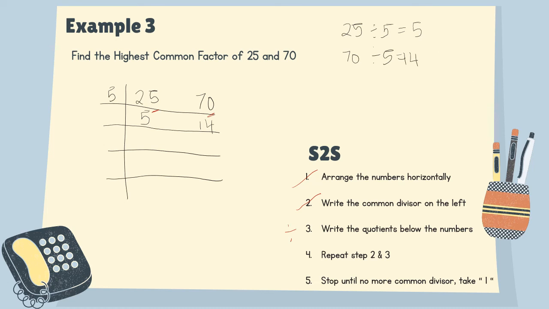Step 4, repeat step 2 and step 3. Only repeat if there is still a common divisor. 5 is an odd number. 14 is an even number. Is there such a thing where 5 and 14 are in the same timetable? If there isn't, then you stop and take I, the big letter I, that is a straight line on the left hand side. So your highest common factor for 25 and 70 is just 5.